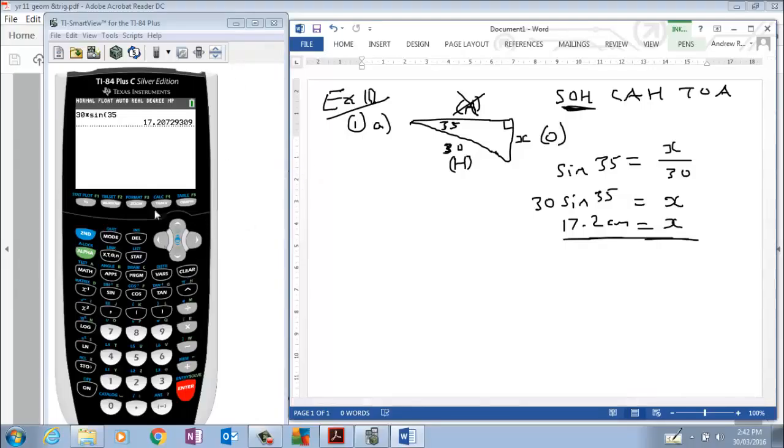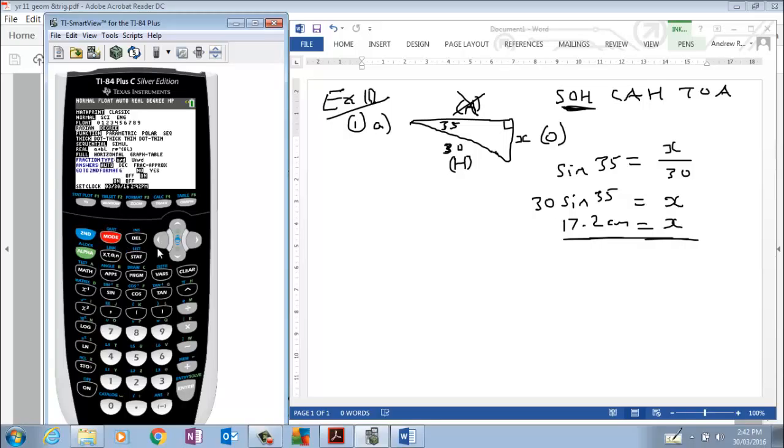Do note, when you do calculations like this, you can be in the wrong mode. So if I go into mode and I'm in radians here, and I do 30 sine 35 again, I'll get a different answer because you're in the wrong mode. So you have to press mode, go down and put it into degrees. We'll use radians much later in the course.